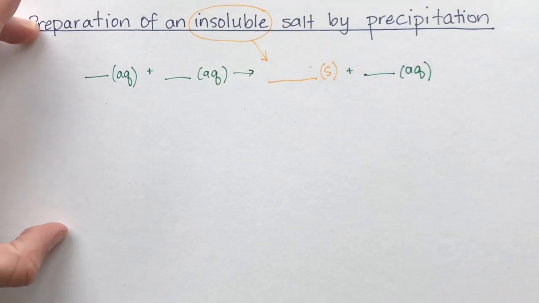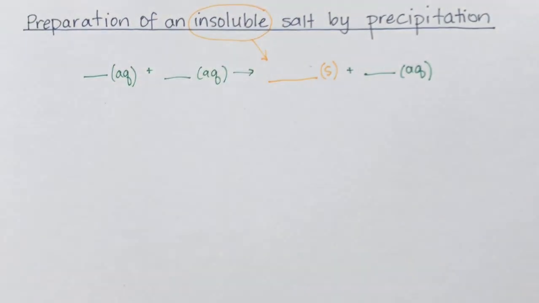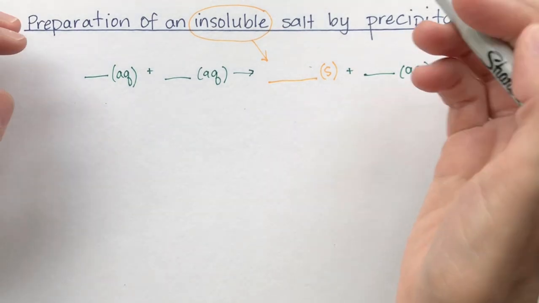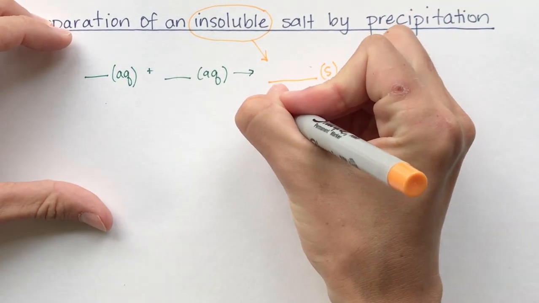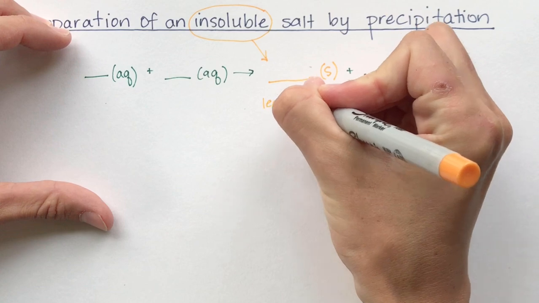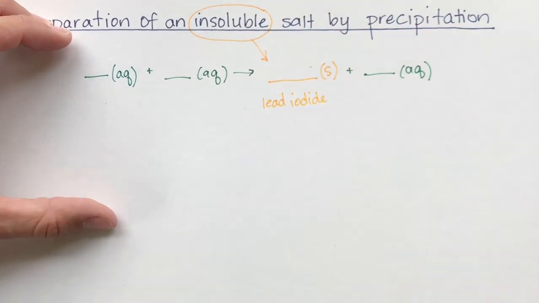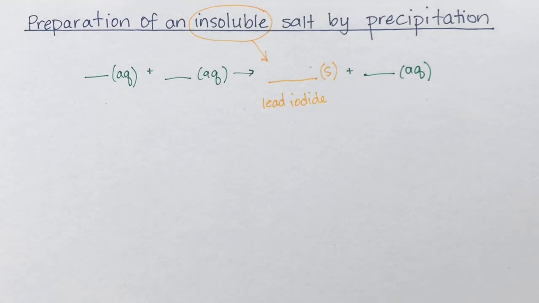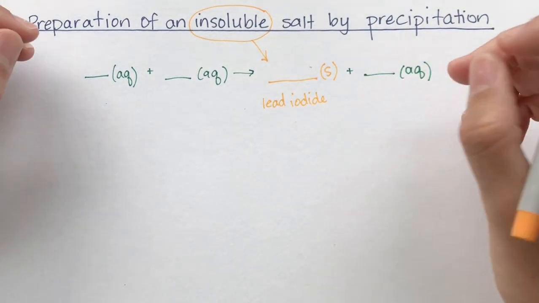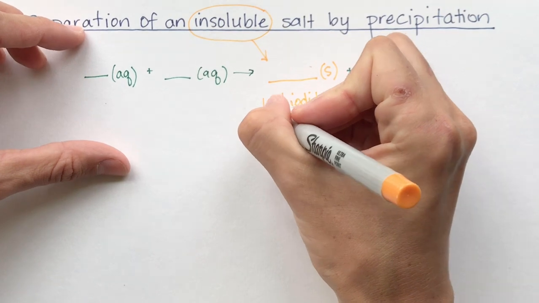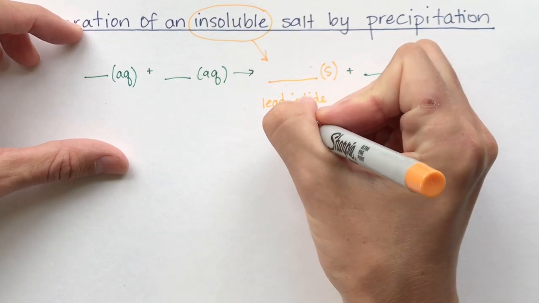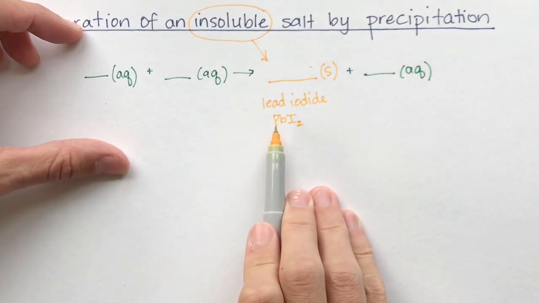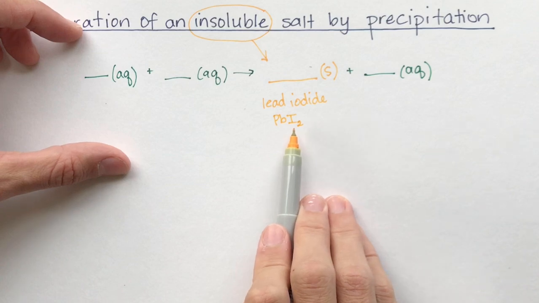The most common example that comes up on your exam and in classrooms is the preparation of lead iodide. And you would have seen this one before. This is the reaction where you take 2 colorless liquids, pour them together, and you get that really vibrant yellow solid that forms. That's lead iodide. So our formula is PbI2, because the charge on lead is 2+, and the charge on iodide is 1-.